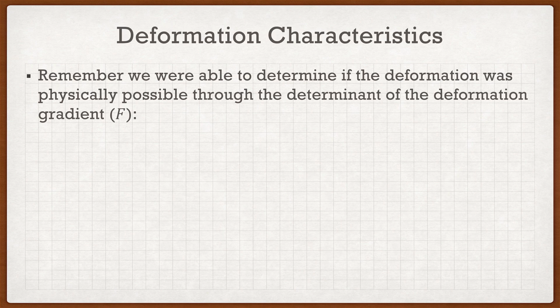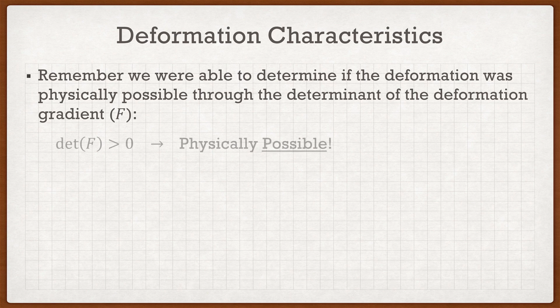So now after we determine the two gradients, we can start looking at some of the characteristics of the deformation. Remember that we were able to determine if the deformation was physically possible through the determinant of the deformation gradient F. So here's the key: F is what we're going to use a lot. Nabla U does have deformation characteristics, I'm not saying it doesn't, but F is a very nice, easy way to determine those characteristics. This is why we picked the deformation gradient F rather than nabla U.